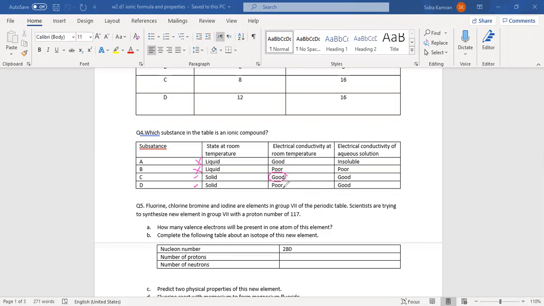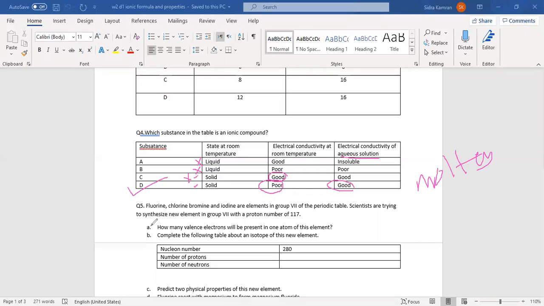Their conductivity is poor at room temperature. The second thing is that the electrical conductivity of the aqueous solution is good. This one is also correct. Ionic compounds are solid at room temperature. They do not conduct electricity. They only conduct electricity in aqueous solution or in molten form. So C is also not correct. Option D is the correct one. So you have to think about the question in this manner: what are the properties of the liquids and the solids, what is their nature, what is their conductivity, what are their characteristics. On the basis of all these things, you have to choose the best possible option.